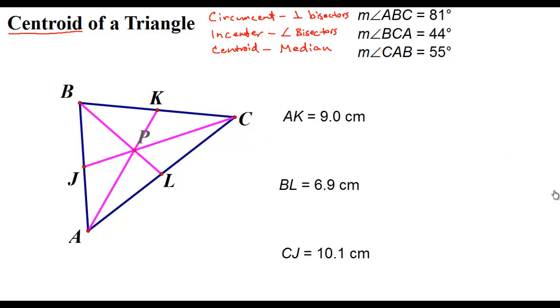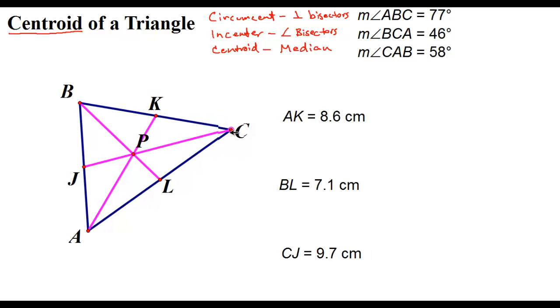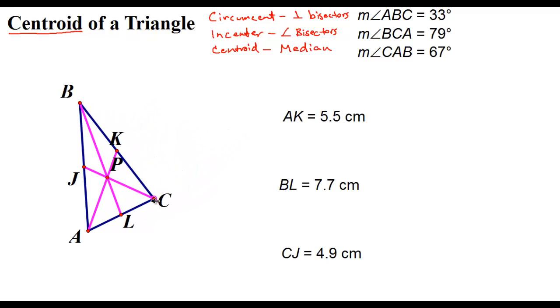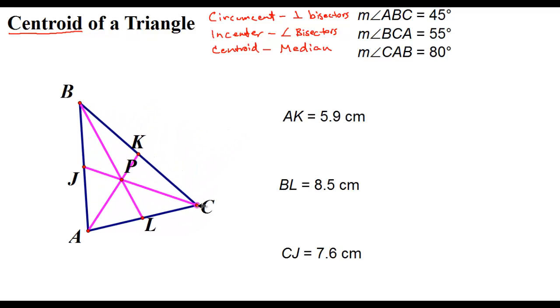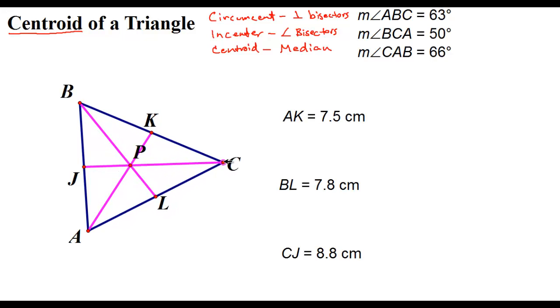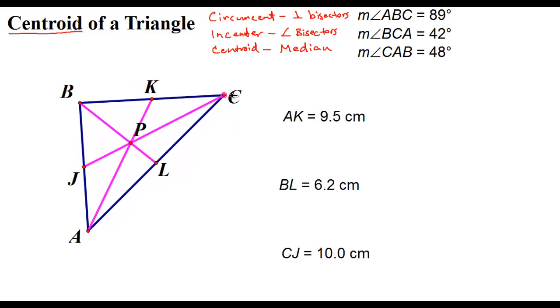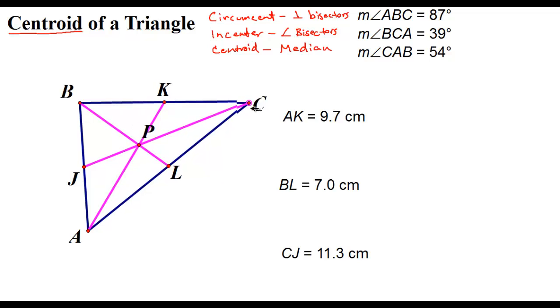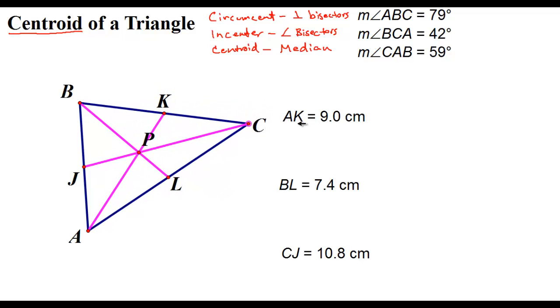Now, the point that they intersect in is called the centroid. That's this point P right here. And you can see, just like we've previously done, I can move these all around. Now, you notice they don't stay the same length at all. There's not any kind of relationship between how long they are or anything like that. So, get back to where our AK is 9.